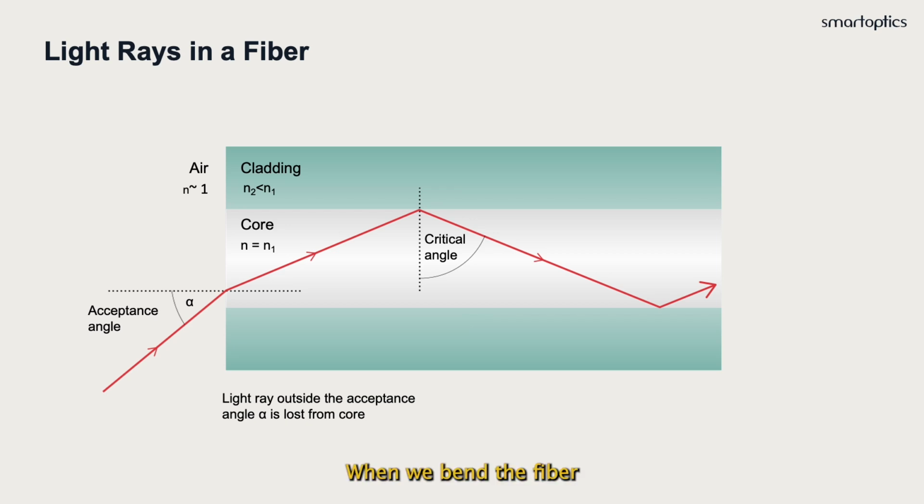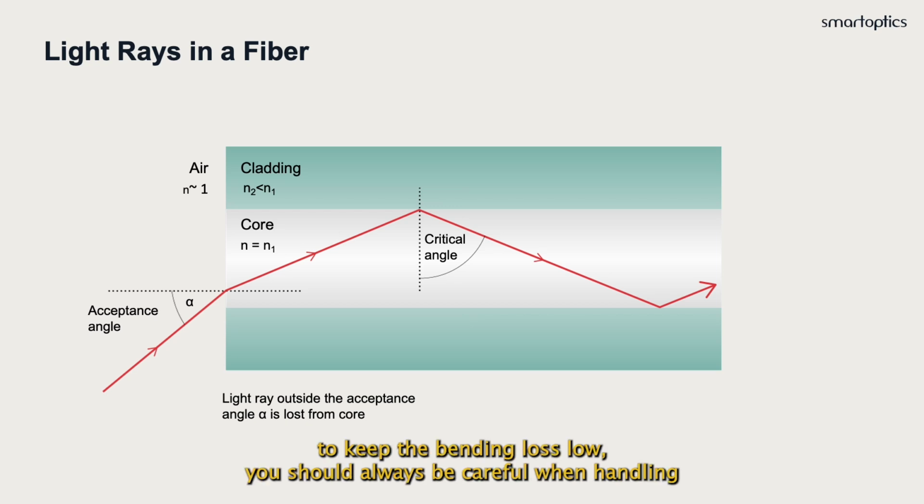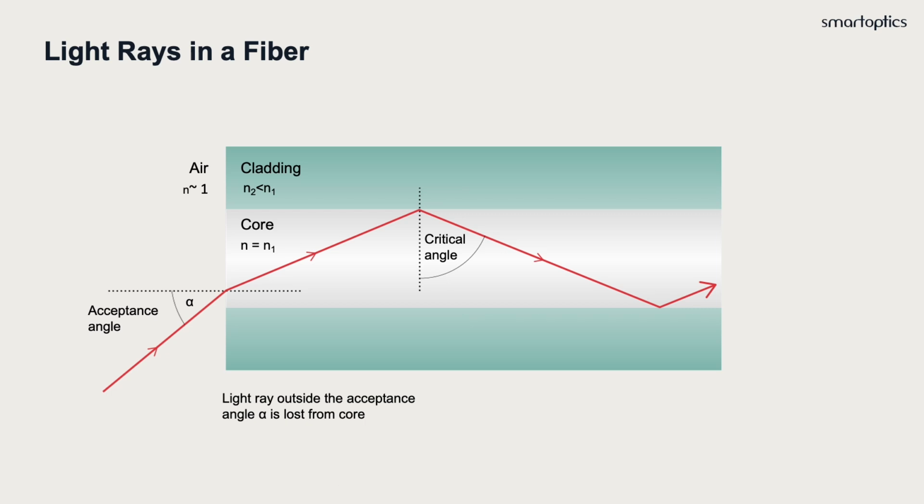When we bend the fiber, the angles in the diagram are changed, and light may start to leak out of the core at each reflection. The tighter the bend, the more light will leak out, and the less light will be left to carry the signal. The bending radius of the fiber must thus be of the order of a few centimeters or more to keep the bending loss low. You should always be careful when handling and installing optical fibers so that you avoid all unnecessary bends.